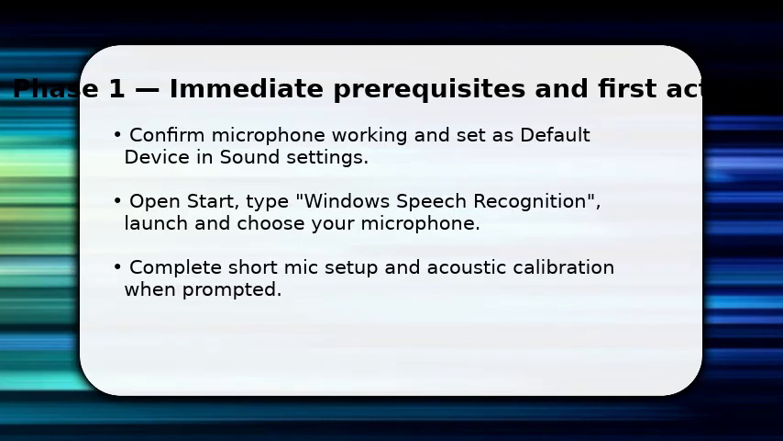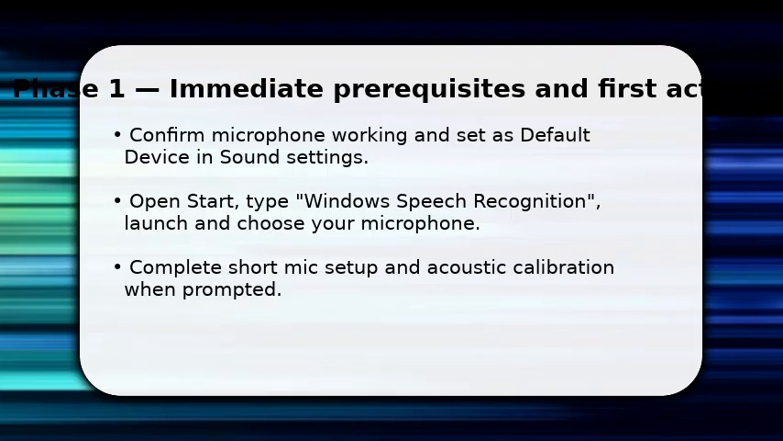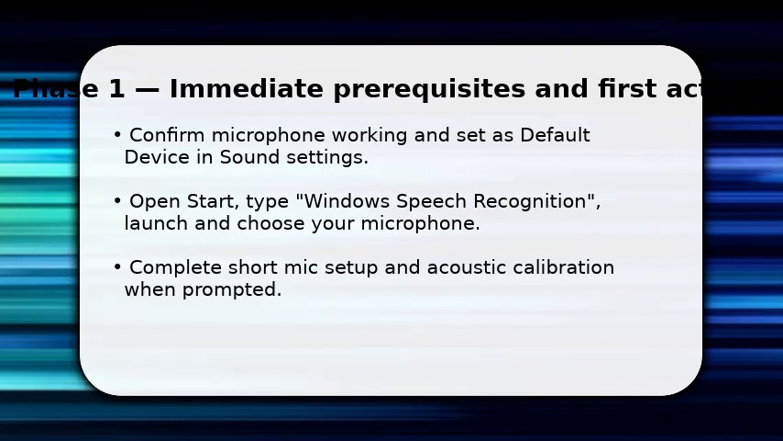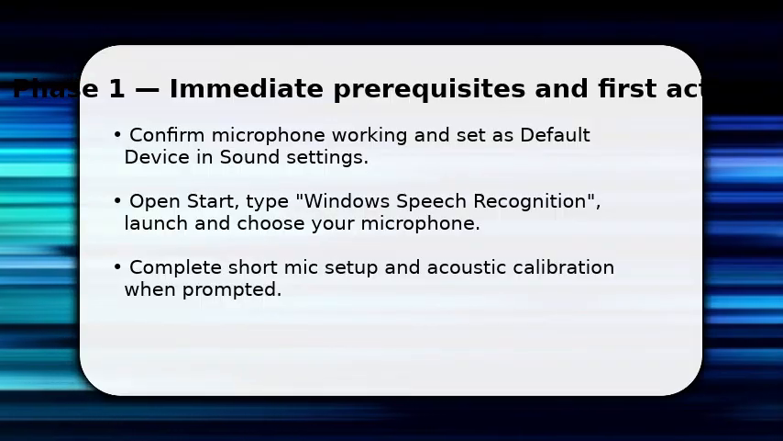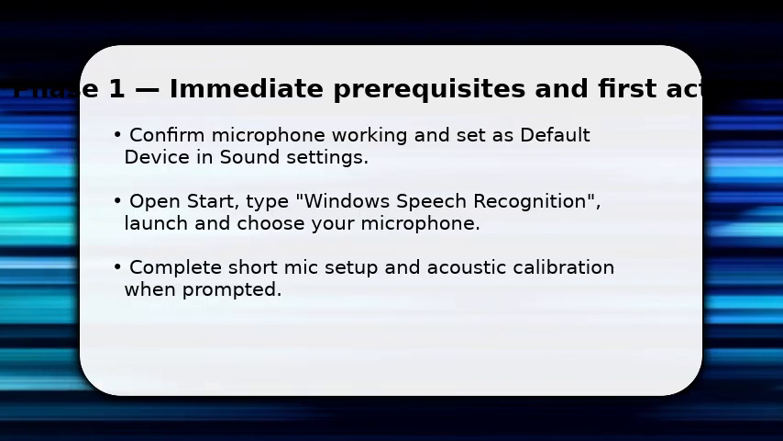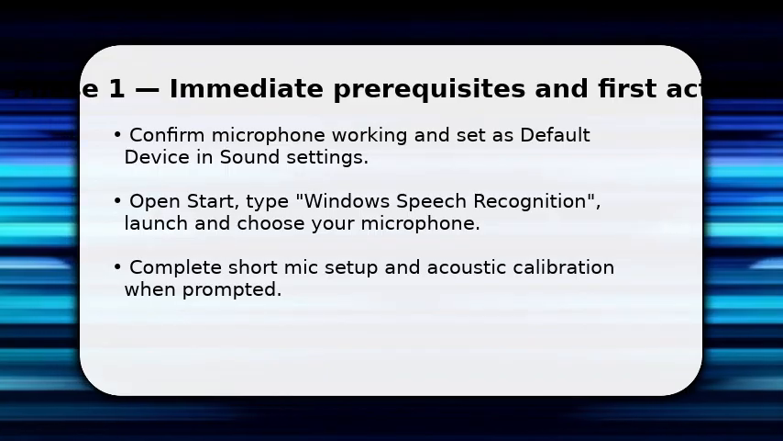You begin by confirming your microphone is functional and set as the default device. This avoids detection problems later. Once done, open Start and type Windows Speech Recognition to launch the tool, select the correct mic profile, and follow the on-screen mic setup. The setup calibrates levels and trains for your voice, so speak clearly. Make sure background noise is minimal. This improves accuracy. Then click Next to proceed into the main listening mode.